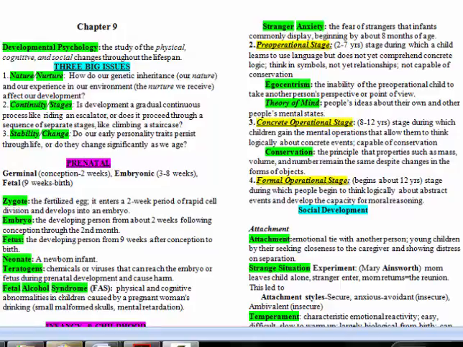All right, this is going to be a quick review of development. Keep in mind this is a huge unit with lots of theories and theorists, so it's going to be important for you guys to take time to look over those charts so that you have that added information, because this will just scratch the surface.